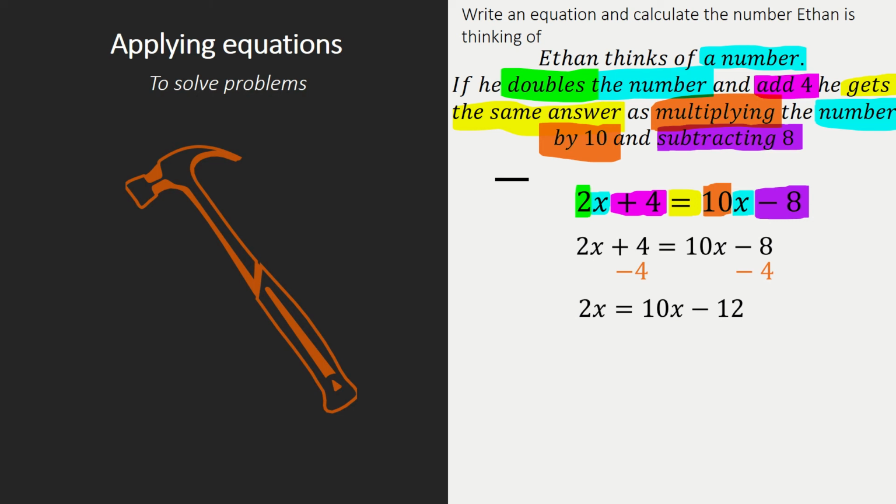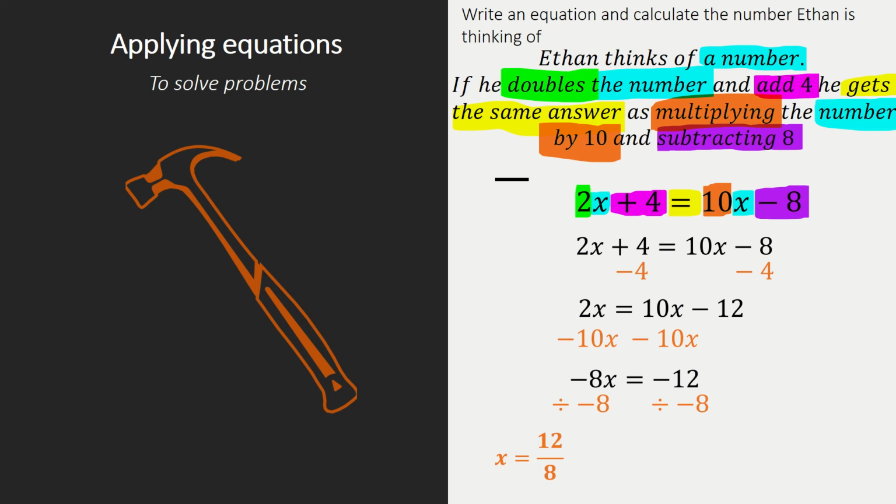We want to have all letters on the left-hand side, and therefore we need to subtract 10x on both sides. So we will get 2x minus 10x and 10x minus 10x, since you can only add or subtract like terms. Your answer is going to be minus 8x equals minus 12. But we do not want to know what minus 8x is, we want to know what x is, and therefore we need to divide everything by minus 8.